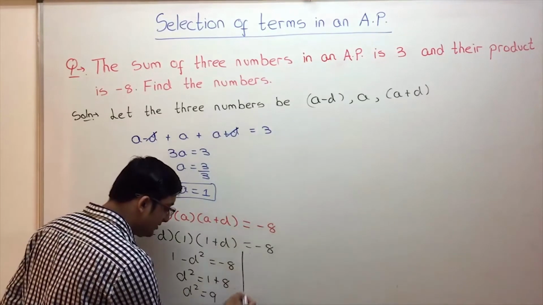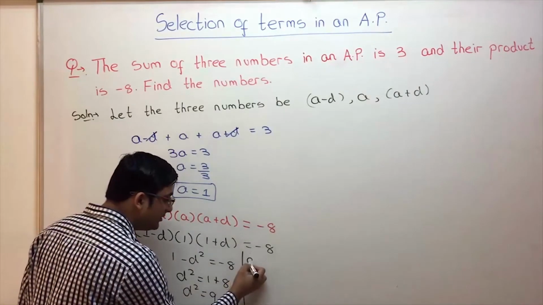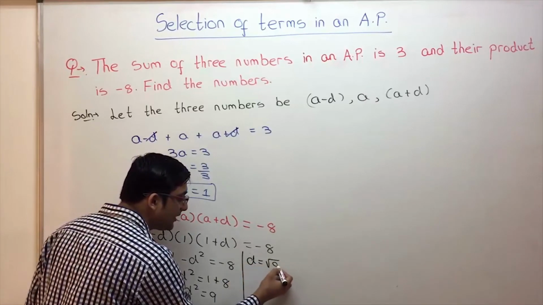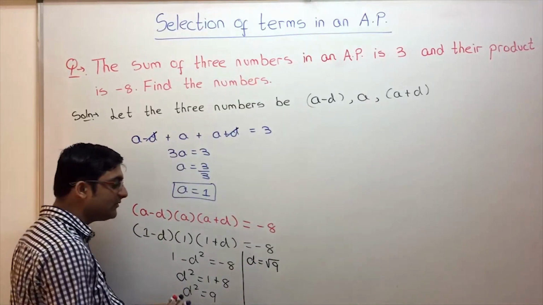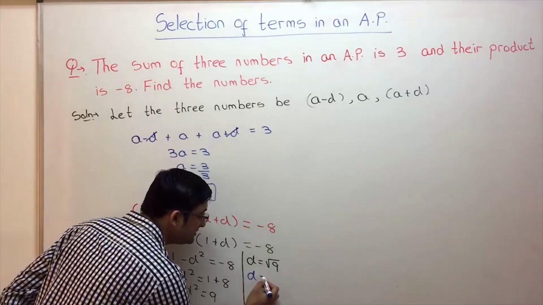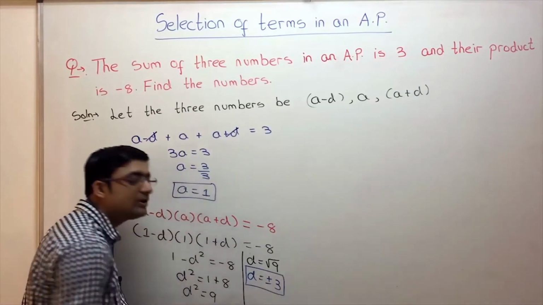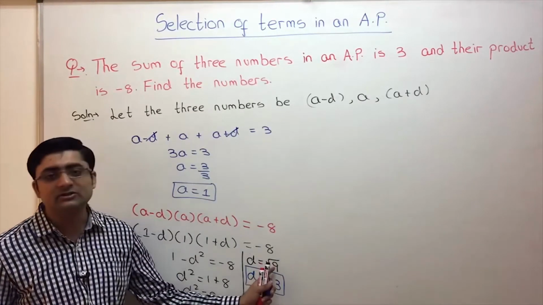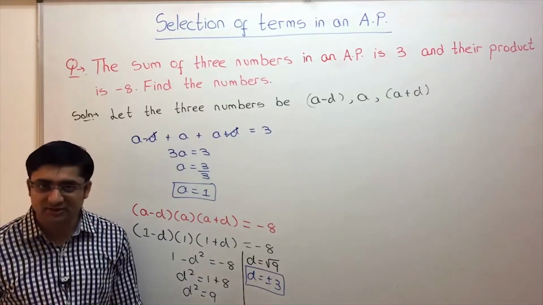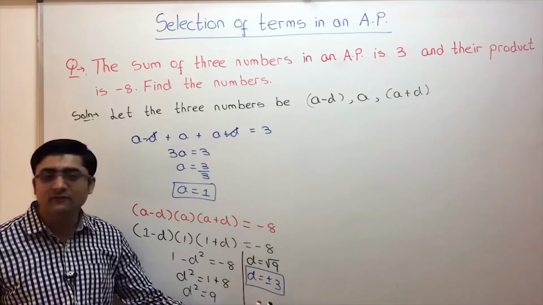So now let's solve this. D square is equal to 9. So what is the value of D? It is square root of 9. Whenever we take square root of 9, we get two possible values. That is D is equal to plus minus 3. I repeat, whenever we take the square root, we'll get two values. Why? Plus 3 square is also 9, minus 3 square is also 9. So we have one value of A, but we have two values of D.